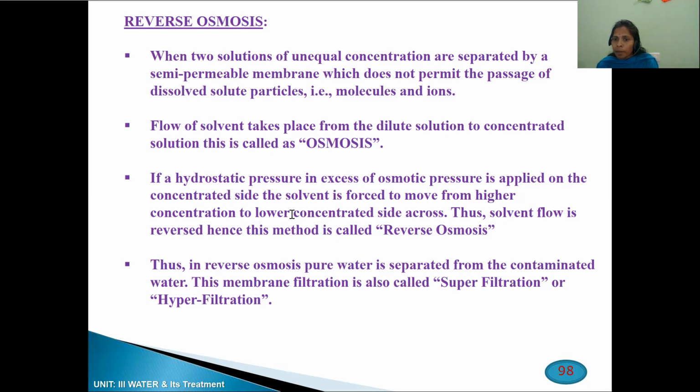Now, what is our aim? We want to transfer the solvent particles from concentrated to dilute. When we apply the pressure, how much pressure do we have to apply here? More than the osmotic pressure. Where are we applying it? We are applying the pressure at the concentrated side. When we apply the pressure at the concentrated side, the solvent particles will be transferred from here to here. That is called the reverse osmosis process.